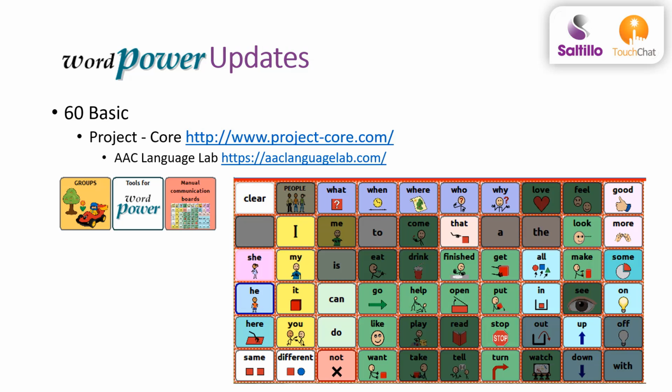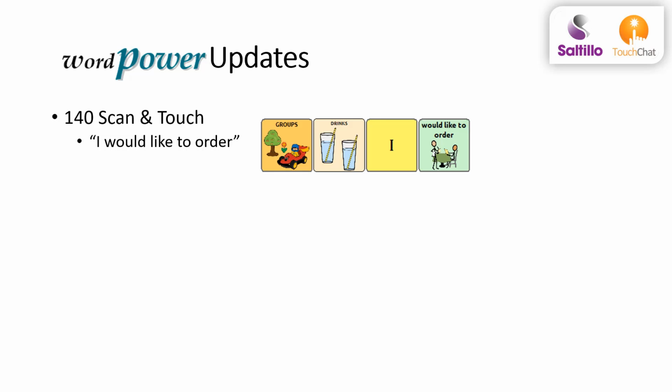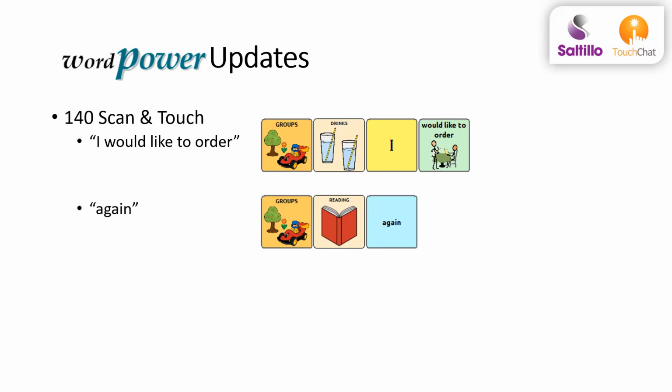This image shows you what words are hidden and would be great for growing the vocabulary beyond the 36 words and building a bridge to the full 60 Basic. A couple small adds to the 140 Scan and Touch include the ability to say, "I would like to order" from the Drinks page, and the word again to the Reading page.